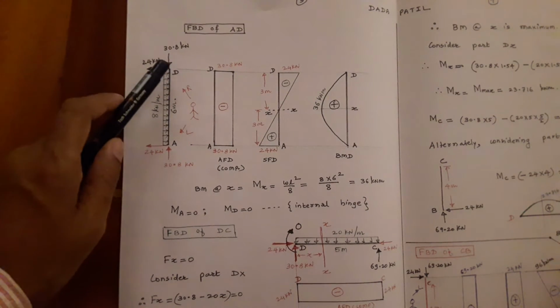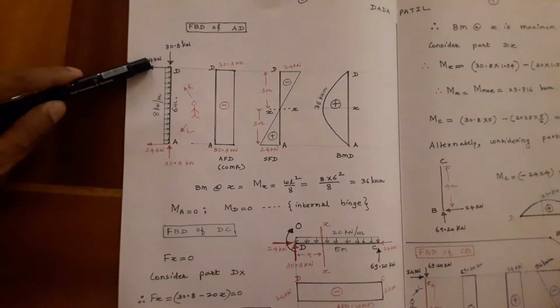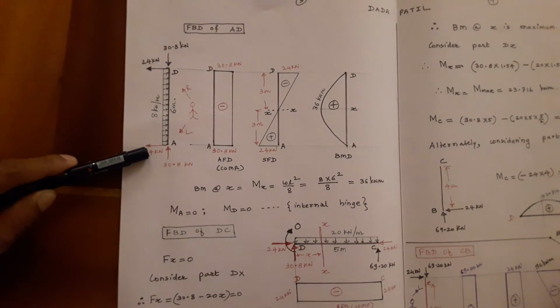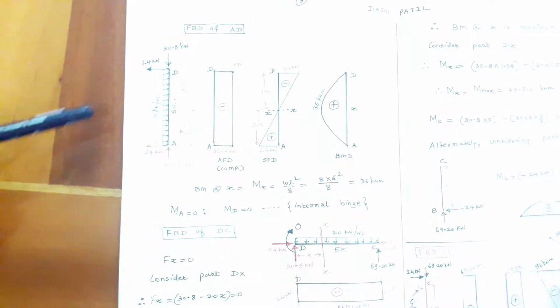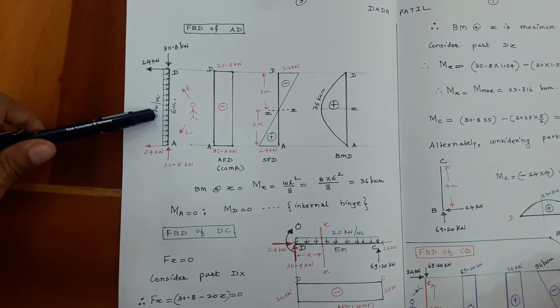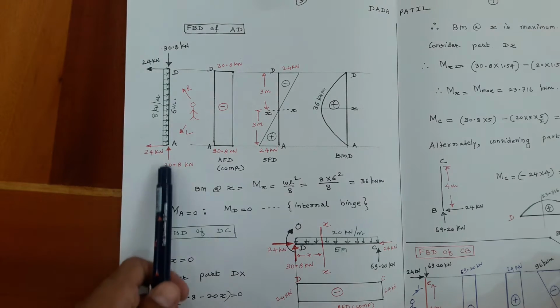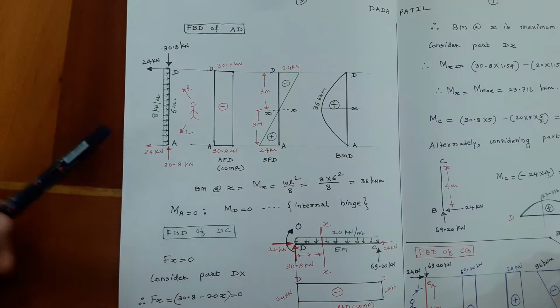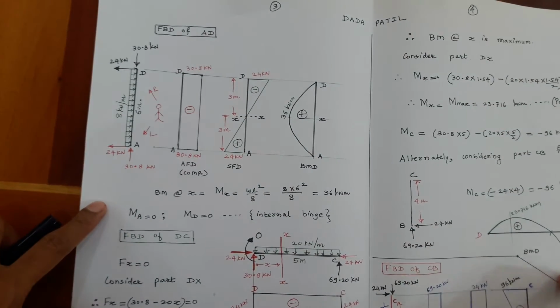So to balance that, I need one more 24 kN here at D. Therefore this 24 kN and this 24 kN, it is 48 kN going this side, whereas this 8 kN into 6 is 48 going this side. So now it is balanced. Again we know that VA is 30.8 kN. For the equilibrium of part AD, this 30.8 kN must be in a downward direction.